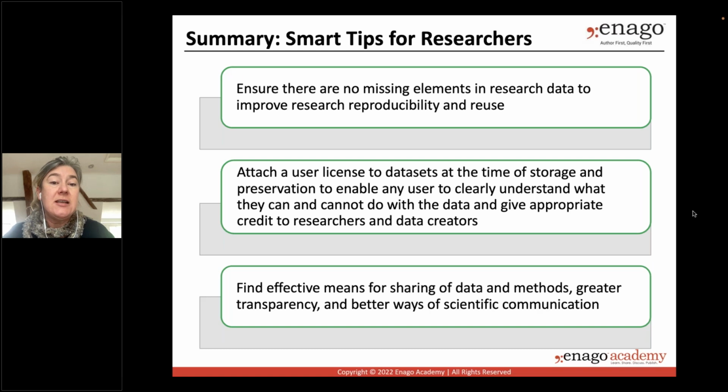Attach the user license to the data set at the time of the storage. That will show any user what they can and can't do, and how to credit you. And also find effective means for sharing the data and methods. Basically, the greater the transparency, the more ways of conducting smart scientific communication you're going to find.